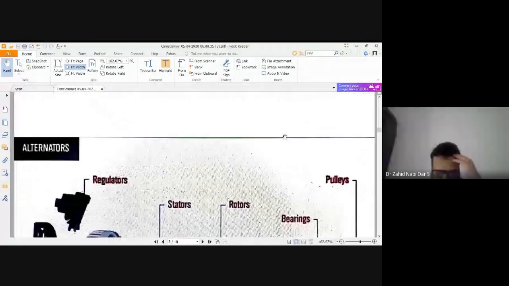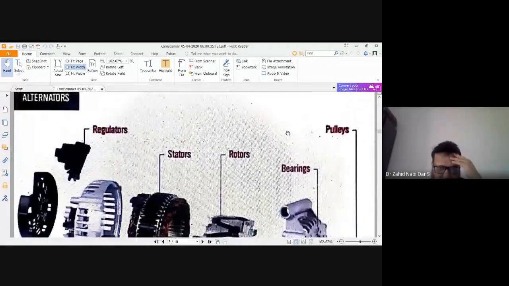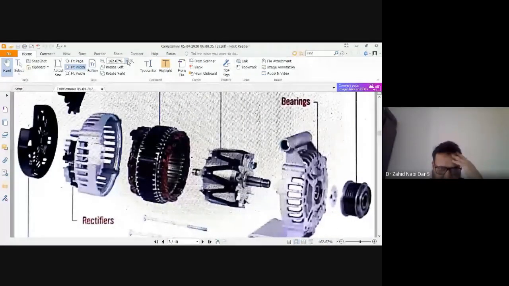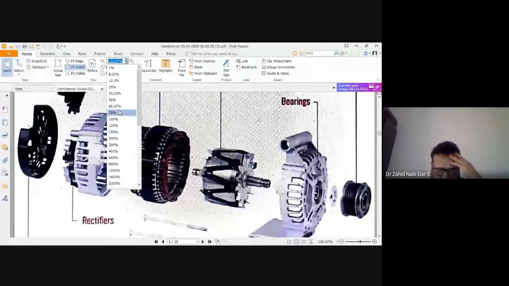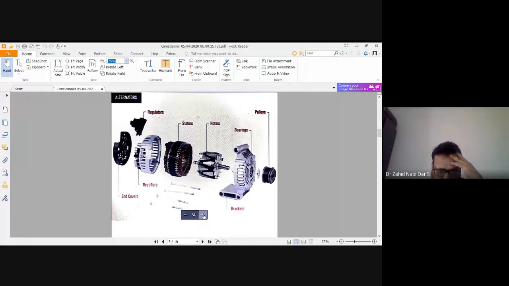See, basically how it is. I'll reduce this a little bit. So these are my bearings in the end. The bearings, this pulley, these rectifiers, these end covers, regulators, these form the part of the yoke. And the main part is my rotor here and my stator here.